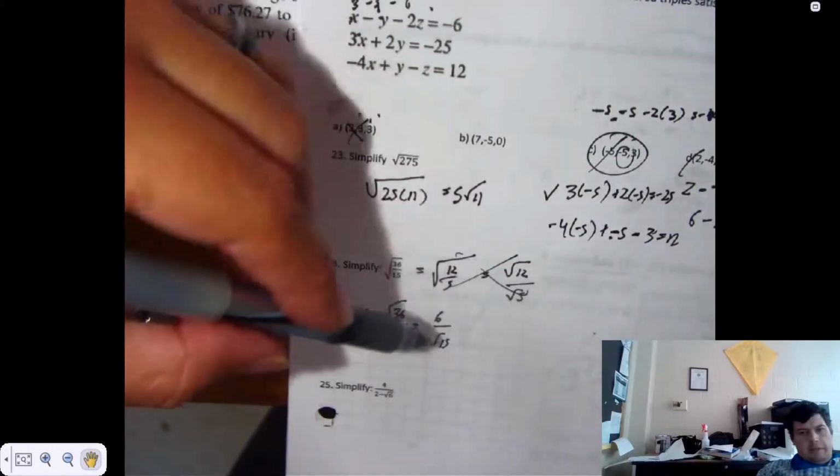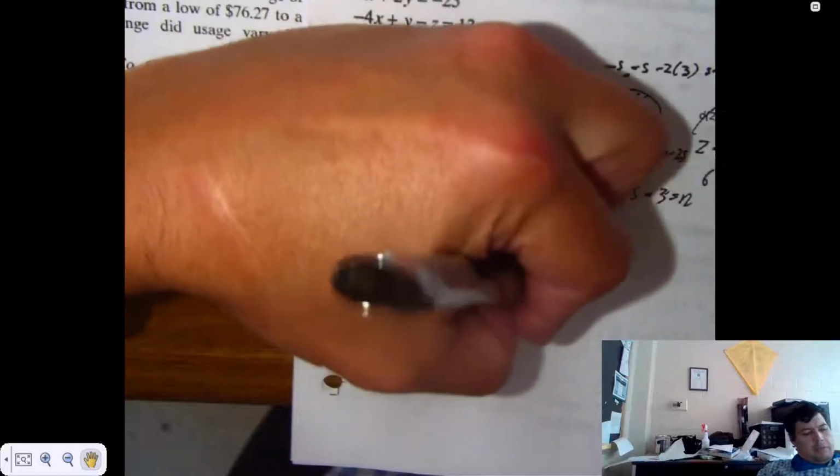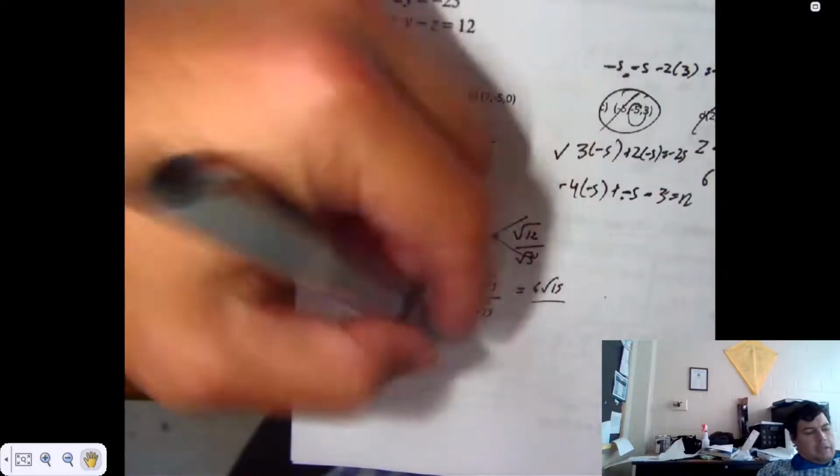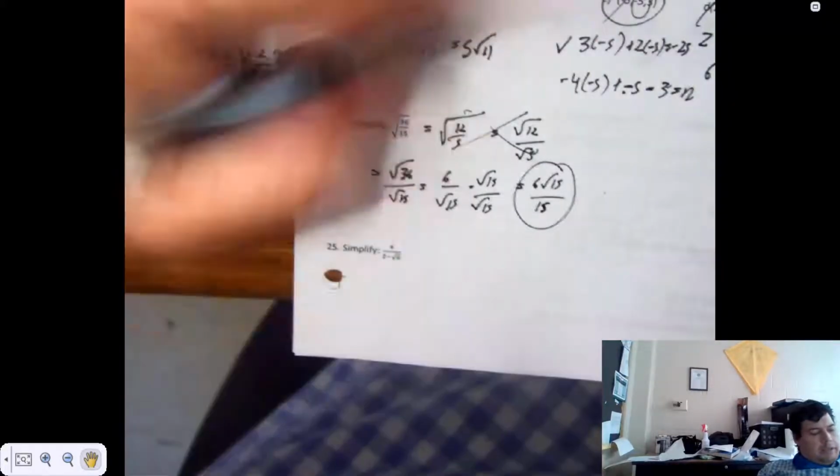You know, this is mathematically correct, but the problem is the radical's location. So we're going to multiply the top and bottom by the root of 15. So 6 times the root of 15 is nothing more than 6 roots of 15. A root of 15 times root of 15 is 15. And there's my answer. And the last one is done.